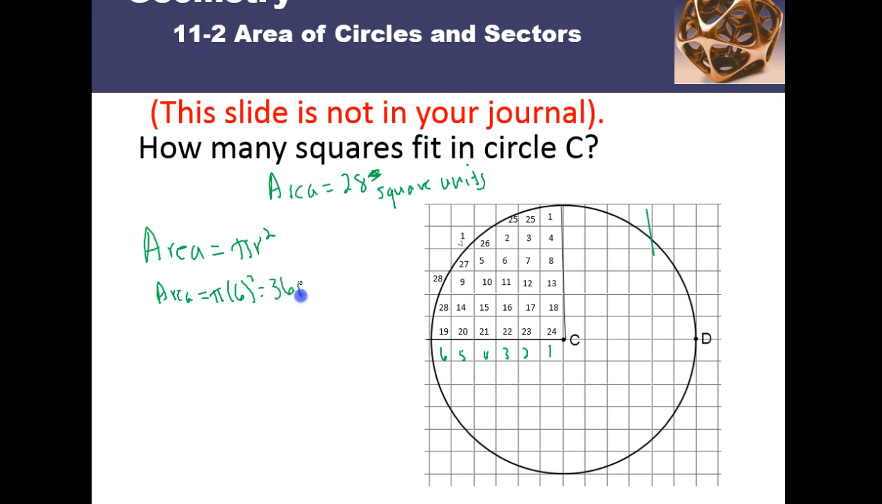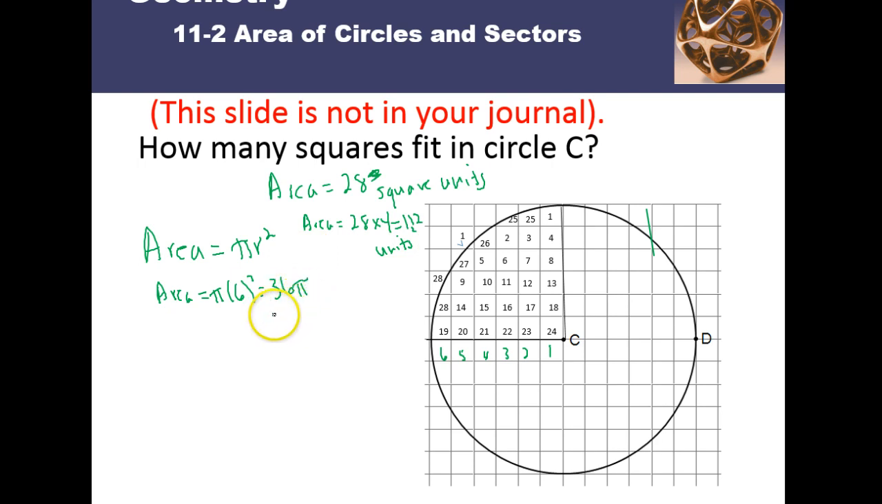So pi 6 squared is 36 pi. Now I forgot to make a calculation over here. The area of just this quarter of the circle is about 28. So the area of the full circle should be 28 times 4. And 28 times 4, if you use your calculator, is going to be about 112. So this is about 112 units squared.